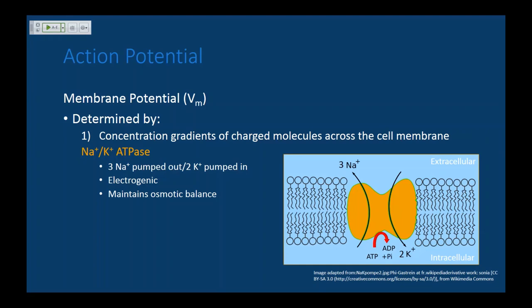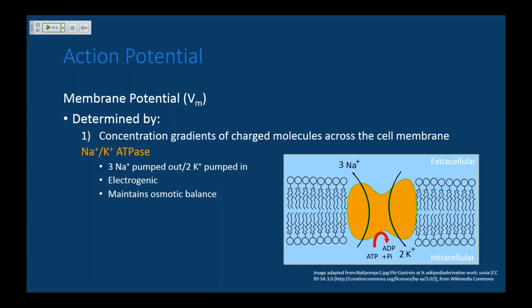As far as the concentration gradient goes, the main thing you're going to have to know for the MCAT is the sodium potassium ATPase. So this is primarily responsible for creating the concentration gradient, specifically with sodium and potassium. The way this works, the sodium potassium ATPase, as you may already know, pumps three sodium ions outside of the cell and two potassium ions inside of the cell per ATP hydrolyzed.